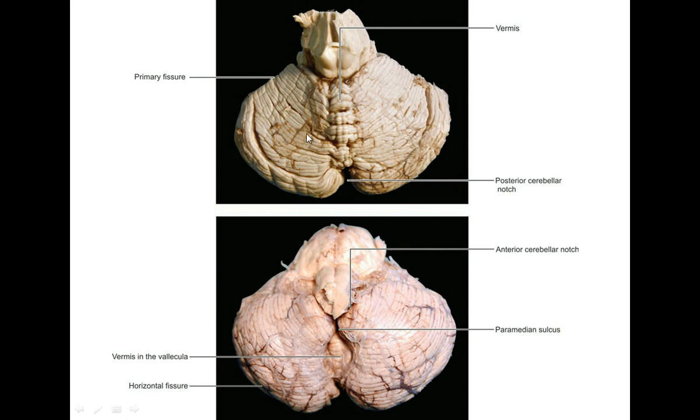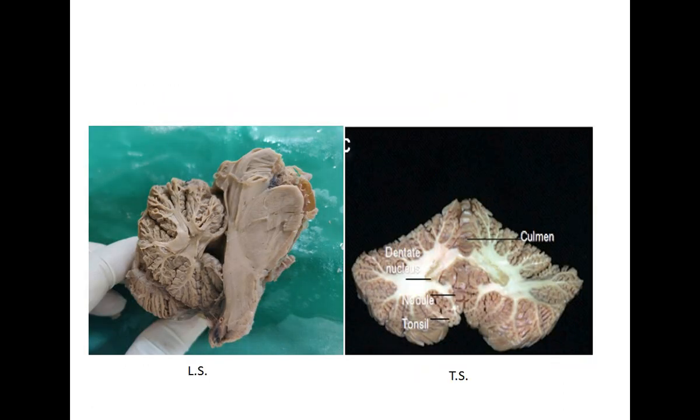Now the fissures and the lobes of the cerebellum. The surface of the cerebellum is marked by a series of fissures that run more or less parallel to one another. These fissures subdivide the surface of the cerebellum into narrow leaf-like bands, which are called folia. The long axis of these folia is transverse. A section at right angles to this axis has a characteristic tree-like appearance, the arbor vitae.